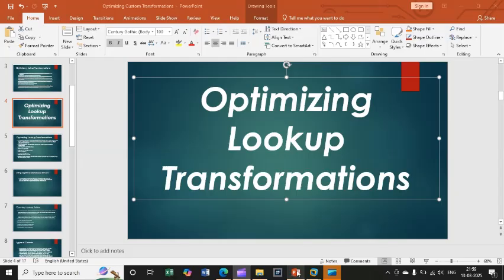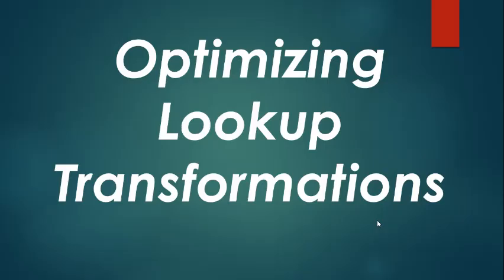So in today's session, I'm going to explain the lookup transform optimization, right? How to optimize the lookup transformation. Inside Informatica, we use the lookup transformation in almost every mapping. It is a very common transformation. So in lookup transformation, how do we optimize?